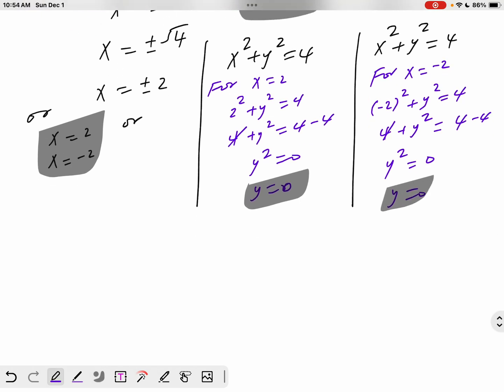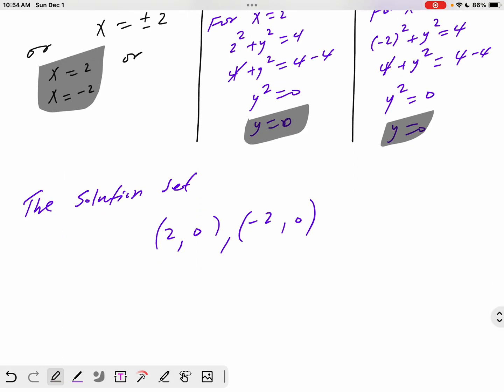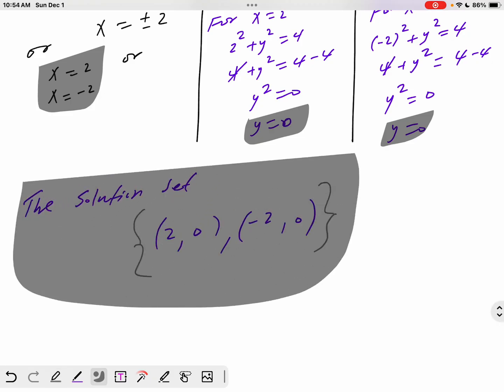Okay, so then the solution set is when x is 2, the y is 0. When x is negative 2, y is again 0. So this is your solution set. Make sure you use those curly braces. This is your answer here.